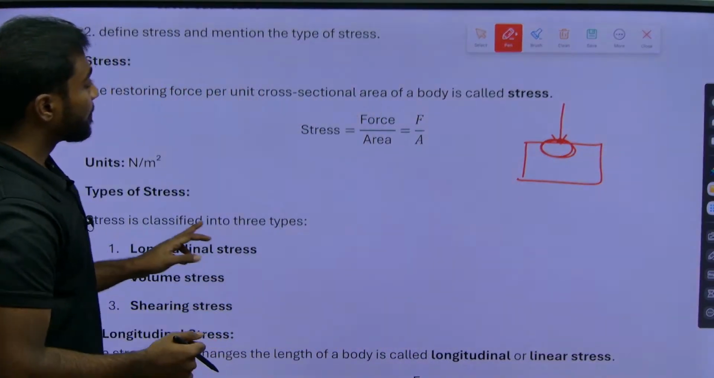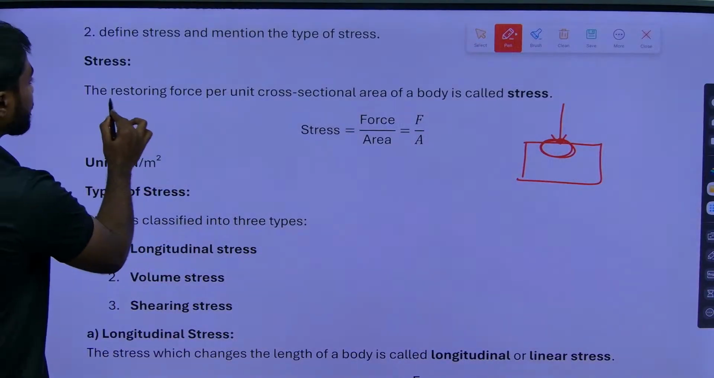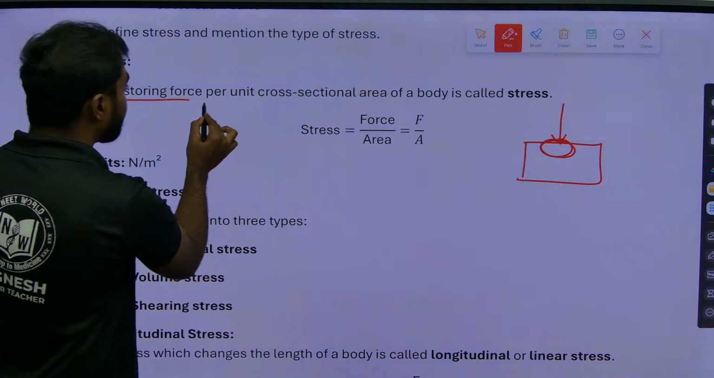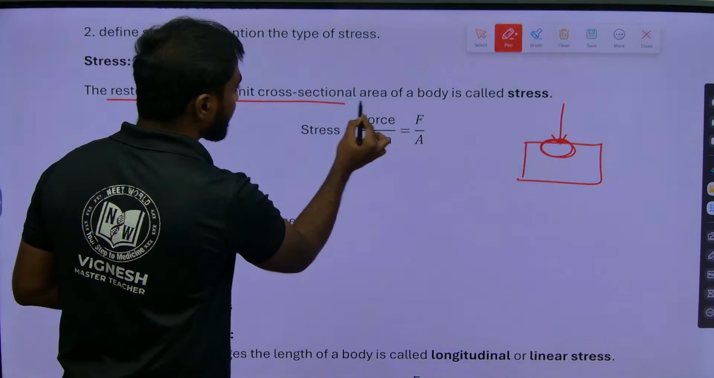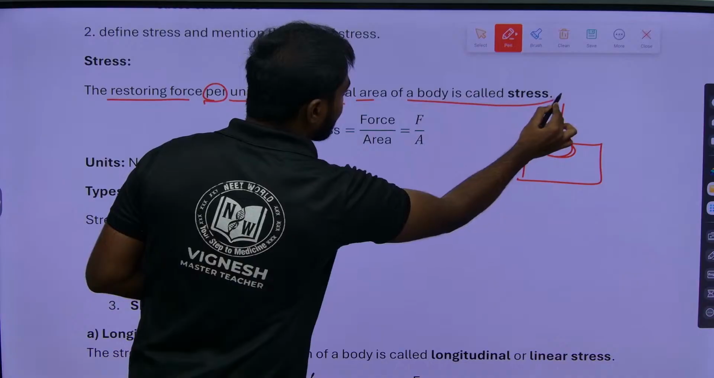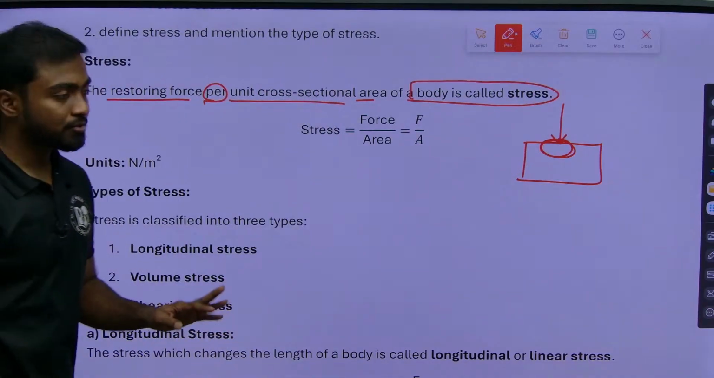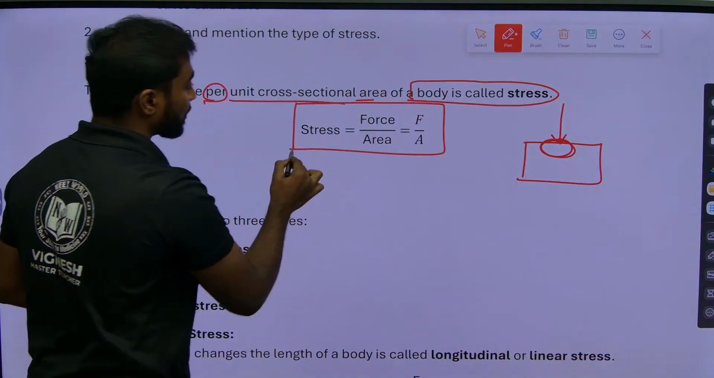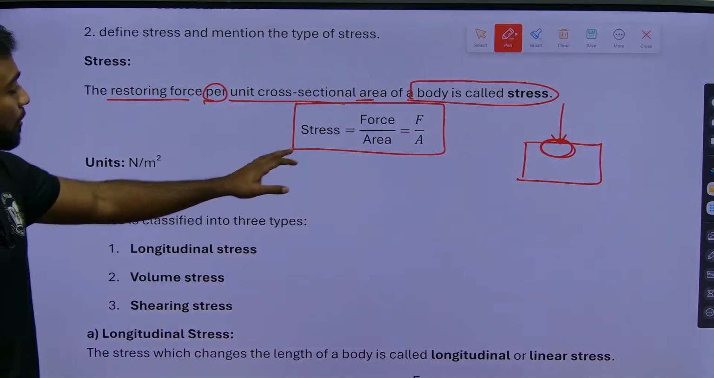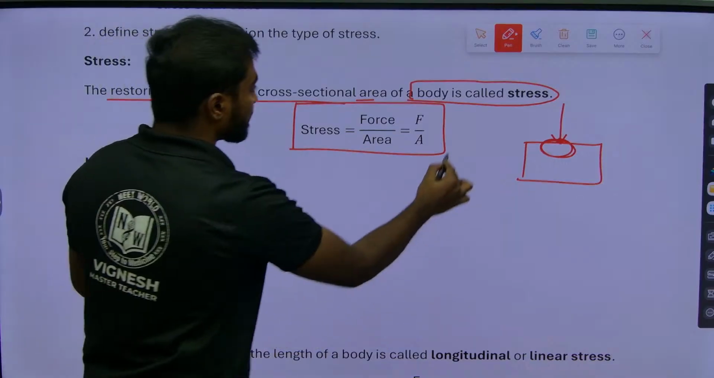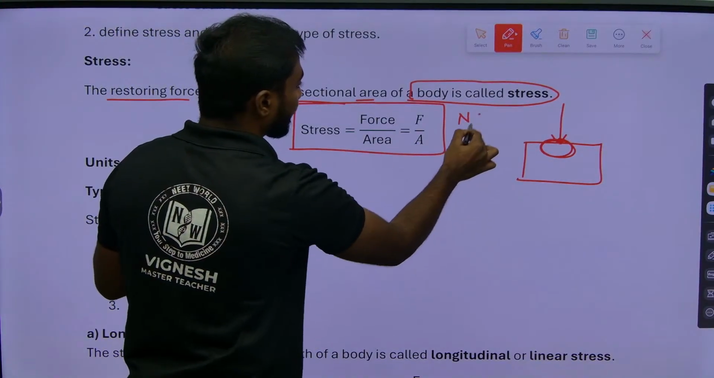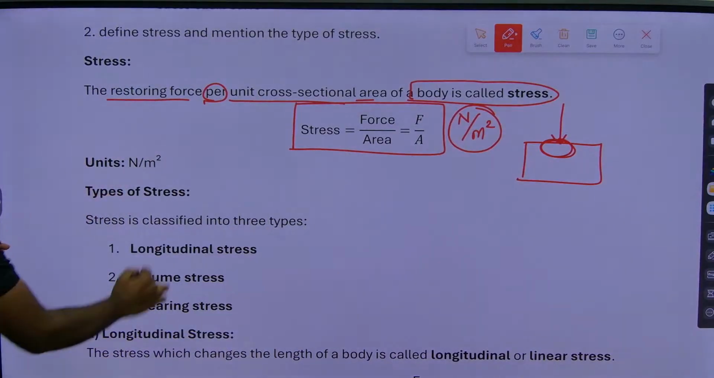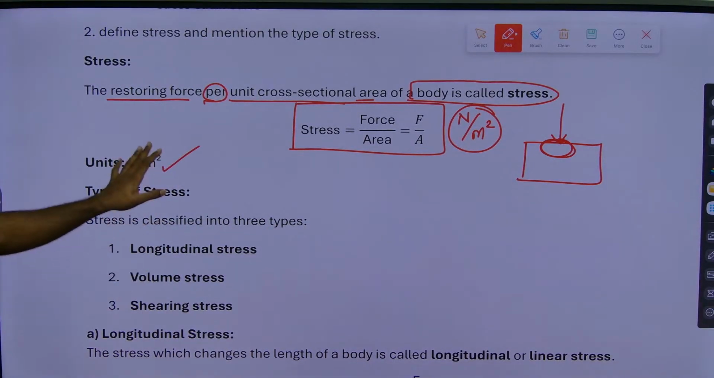So stress is nothing but restoring force per unit cross sectional area. Stress is nothing but force by area. So what about the unit of stress? Force is Newton and area is meter square. So Newton per meter square is the unit of stress.